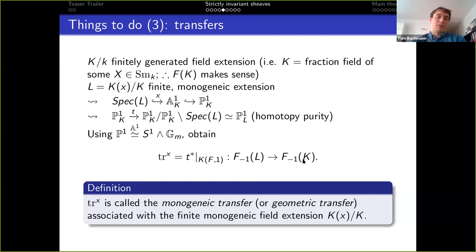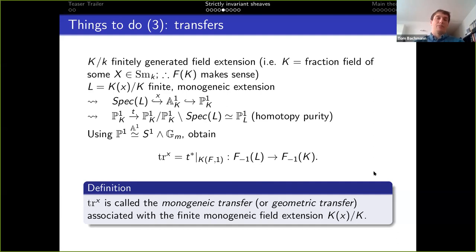So of course there was a map the other way around already, because it's a field extension and, well, it's a sheaf, so it has these pullback maps, but it turns out that there's this wrong way map, which is called a transfer. So I put a little X up here to remind us that it depended on the choice of generator. So I like to call this the monogeneic transfer. Morel, I think, is the one who defined it. He calls it a geometric transfer. And so it depends on all of this data.